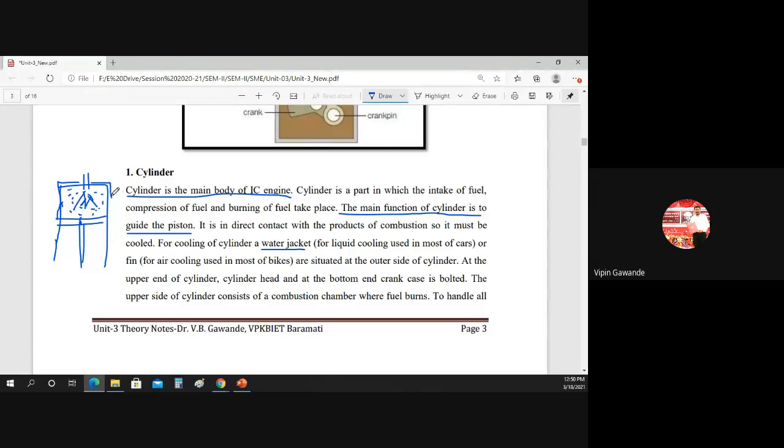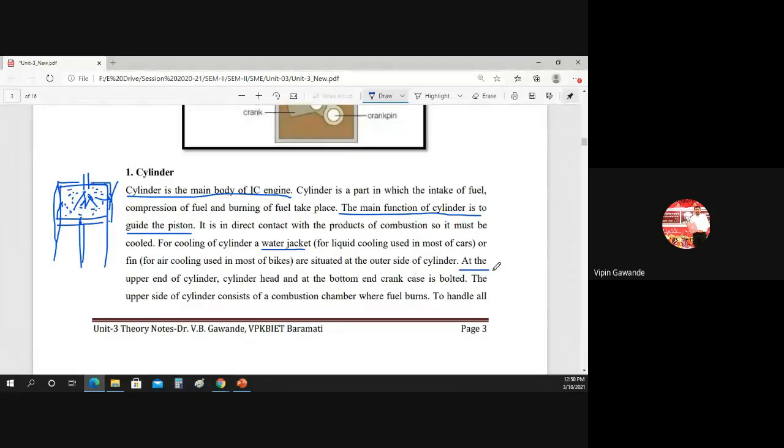Now, what does this water jacket mean? This water jacket is filled with water, and that cold water absorbs the heat from the cylinder. Just to cool the cylinder, because a very high amount of heat is generated inside the cylinder. So we have to cool this cylinder. That's why the water jacket is there around the cylinder.